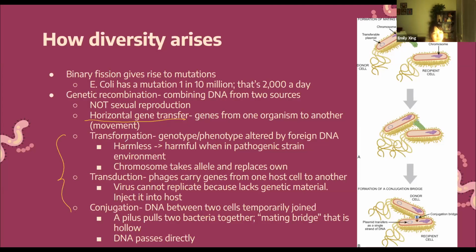So the first type is transformation, and this is when the genotype or phenotype of an organism is altered by foreign DNA. So for example, if you have a blue bacteria, but then here comes gene A, and gene A turns the blue bacteria into red. That's an example of the phenotype, or outward appearance, changing. And the genotype is just the gene itself. So you have this new gene.